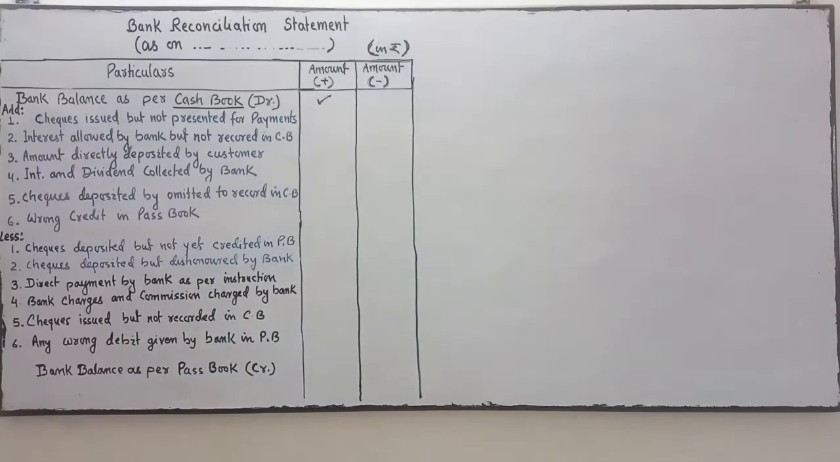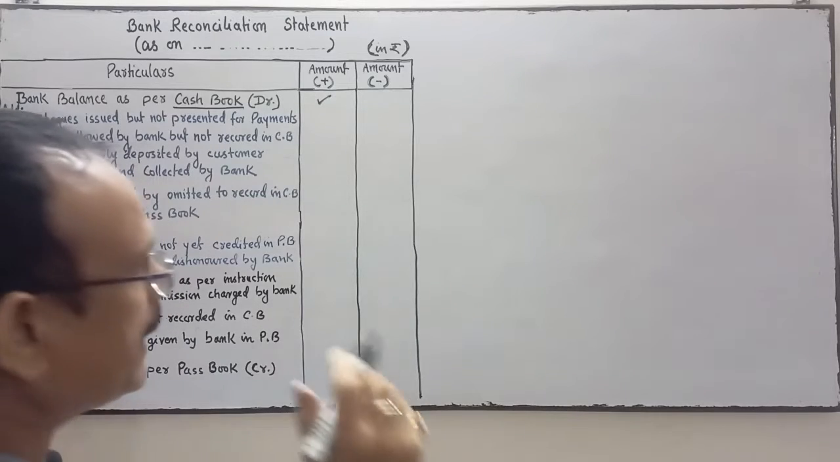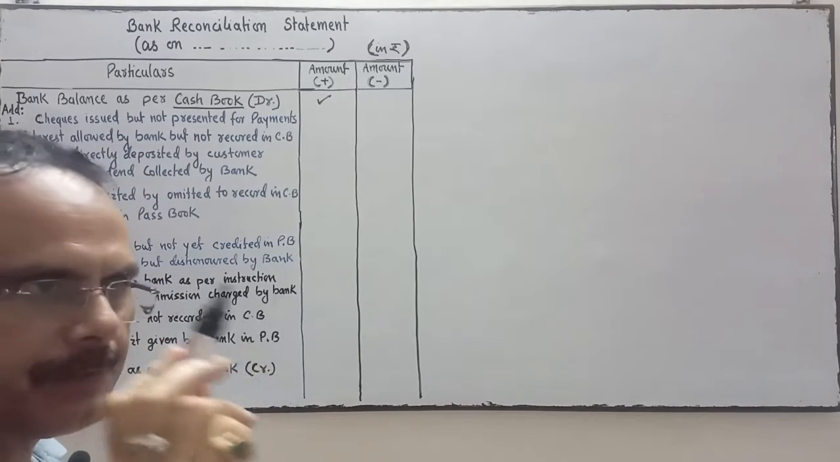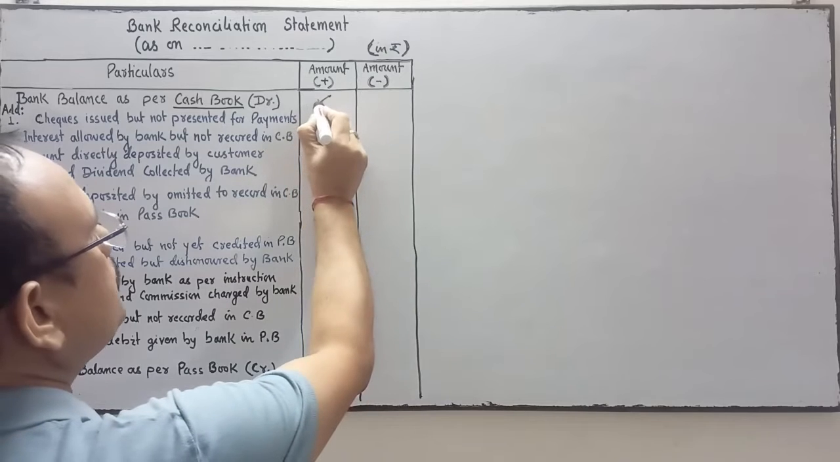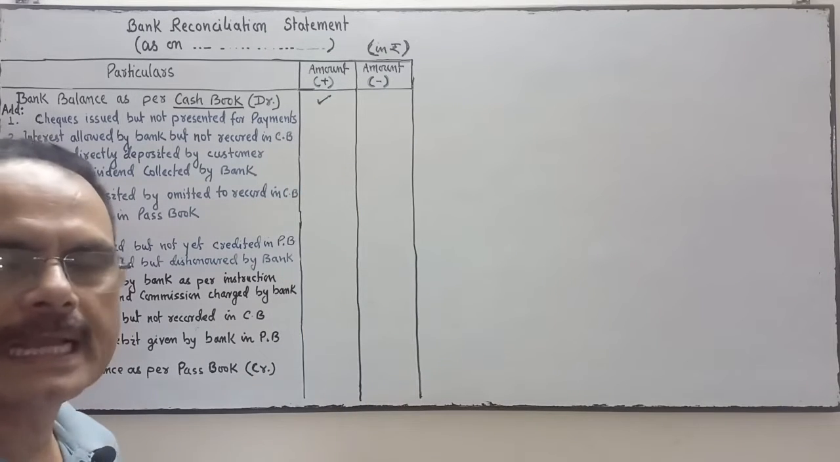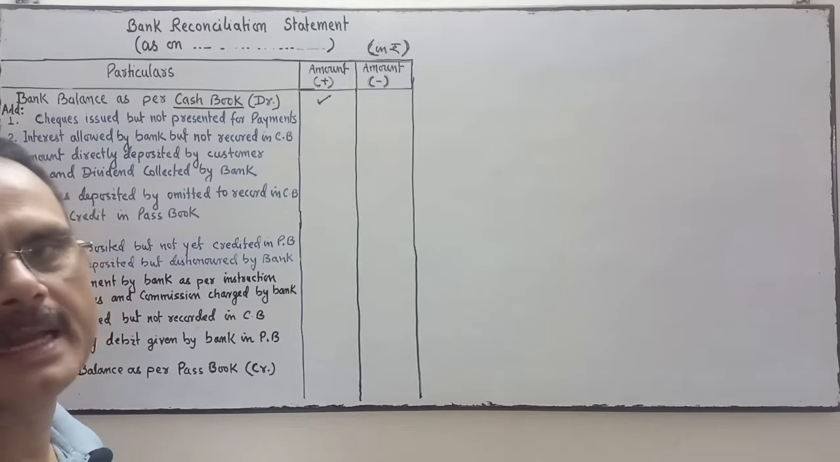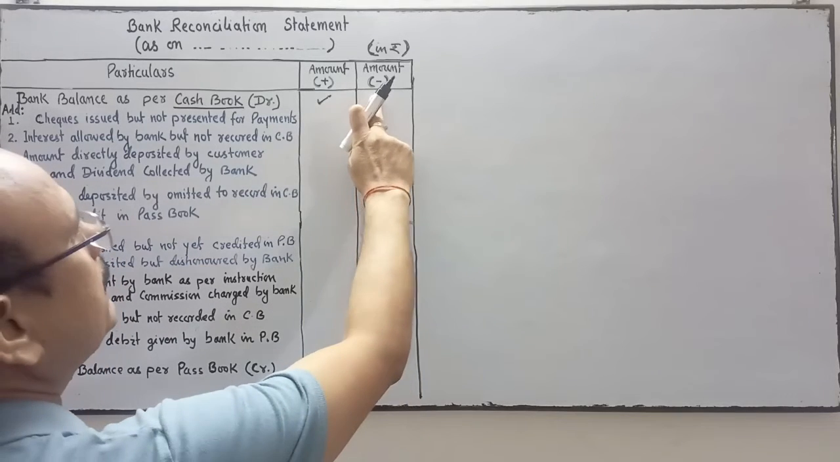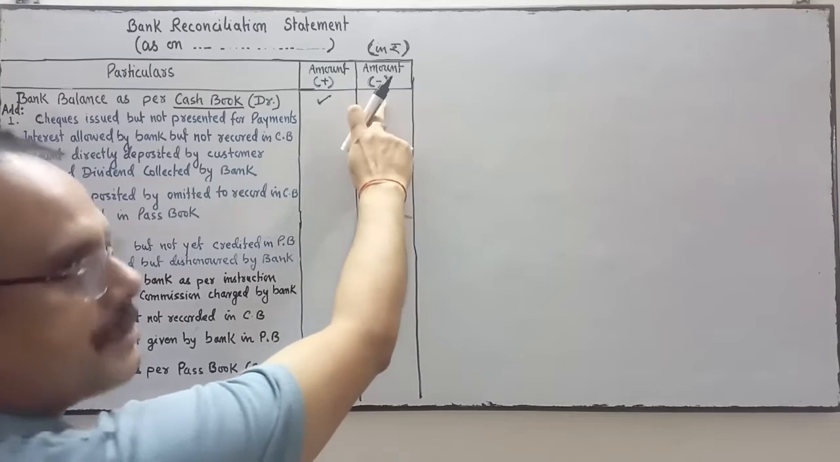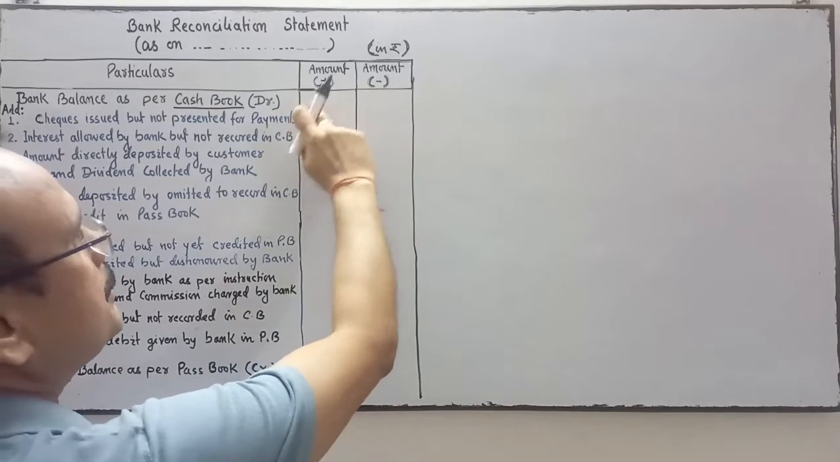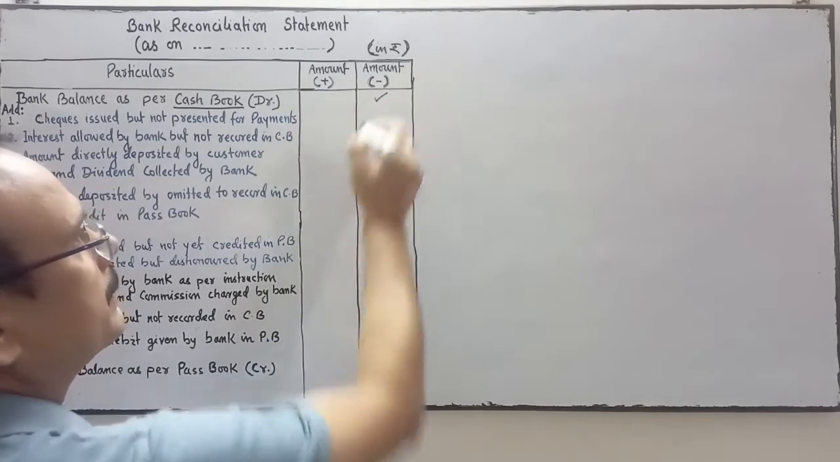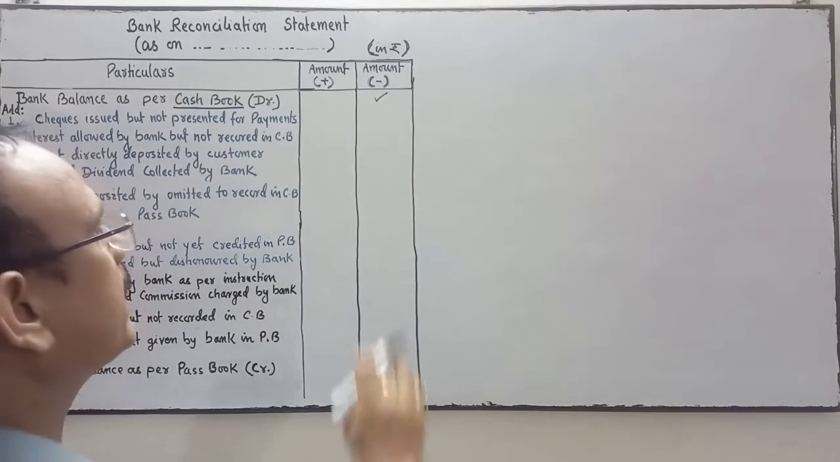Okay. So is it clear? If the cash book has a debit balance, meaning a favorable balance, then we'll write the amount in the plus column. And if the cash book has a negative balance, meaning an overdraft balance or credit balance, then we'll write the amount in the minus column. Instead of here, we'll write the amount here if it's a credit balance.